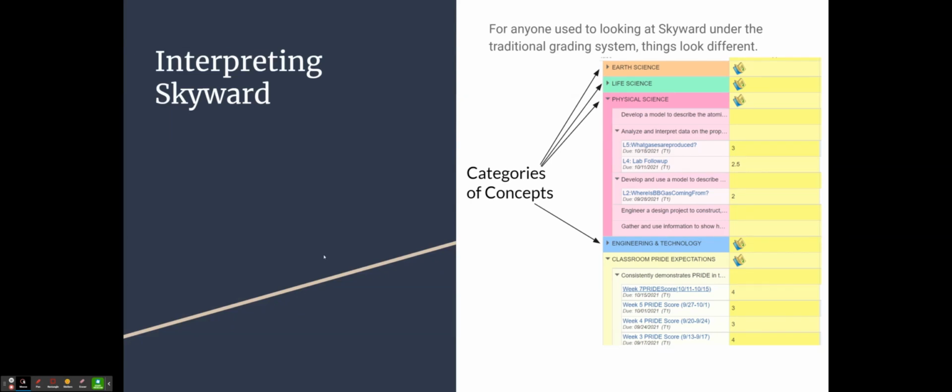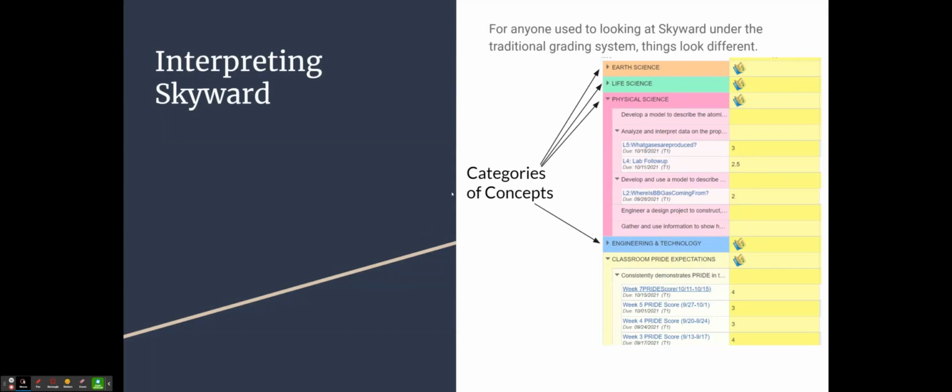So the next piece of this conversation is how we are going to document and communicate these scores to parents and students. And that's where we talk about Skyward. For those of you who are familiar with Skyward, you're going to notice that it looks a little bit different. And so I'm here to orient you on what you're looking at.